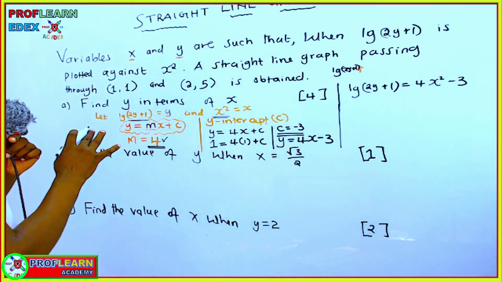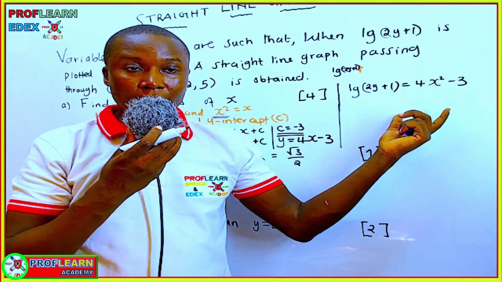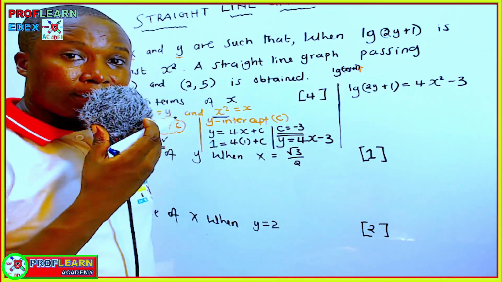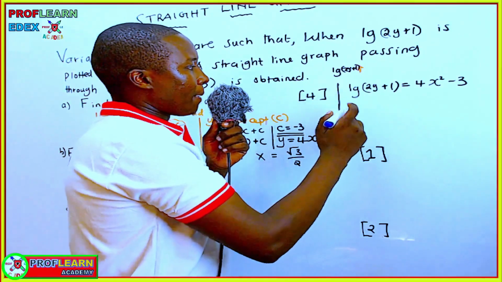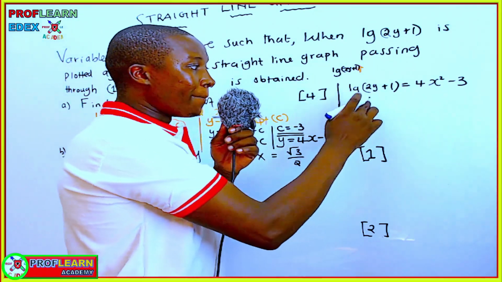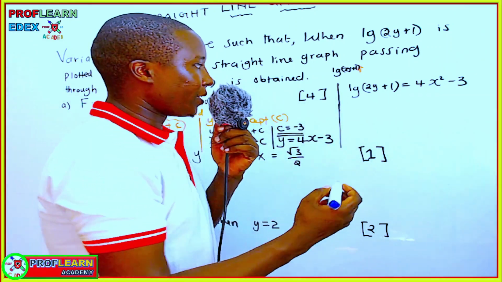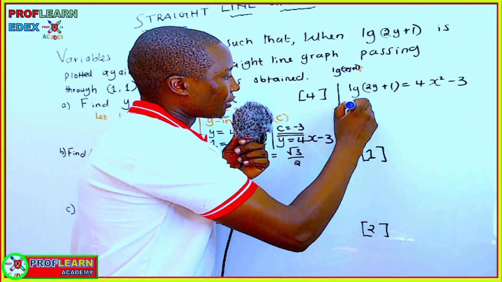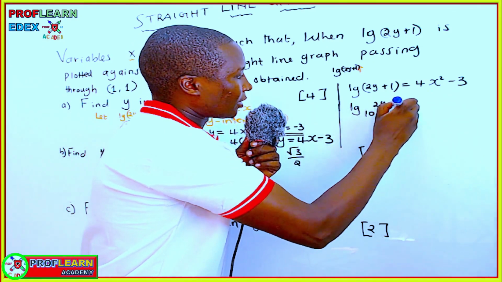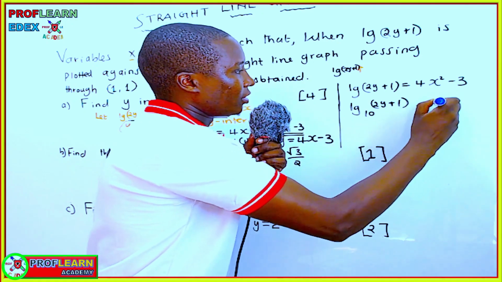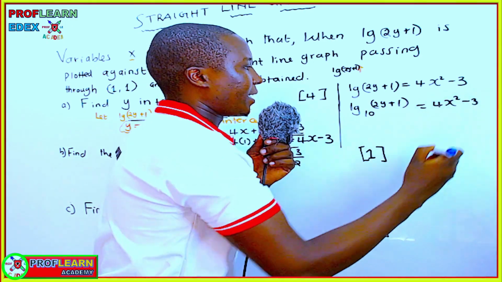Now, the question was asking us to find y in terms of x. We cannot leave it like this; we're supposed to find y in terms of x. At this point, remember, this is log base 10. When you have a log and nothing is written there, it means it's to base 10. So this is actually log of 2y plus 1 to base 10 is equal to 4x squared minus 3.